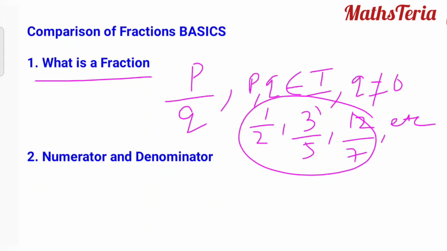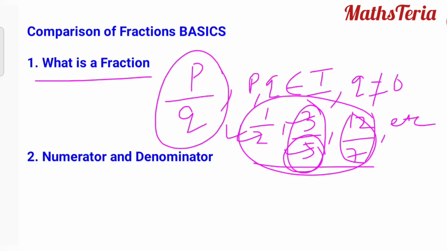Let us take 3 by 5. In this, 3 and 5 both are integers and 5 is not equal to 0. Similarly, 1 by 2 and 12 by 7. Hence, these are examples of fractions as these can be expressed in the form of p by q, where p and q belong to integers and q is not equal to 0.